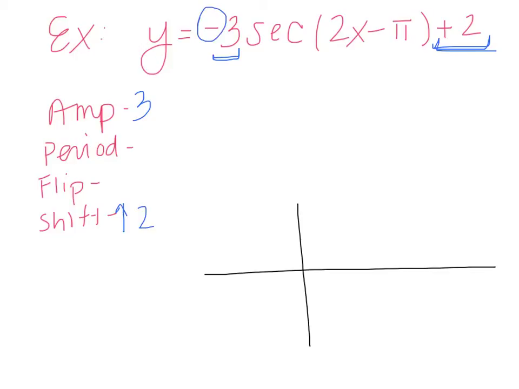This negative out front indicates whether or not your graph is flipped. Remember, flipping just means your maximums become minimums and your minimums become maximums. So this does have a flip.